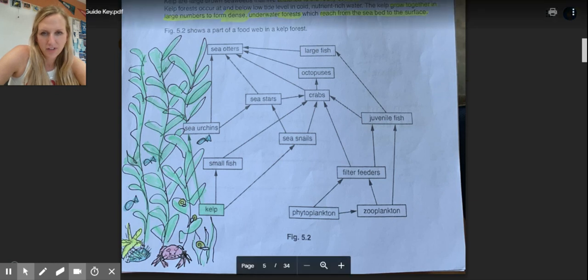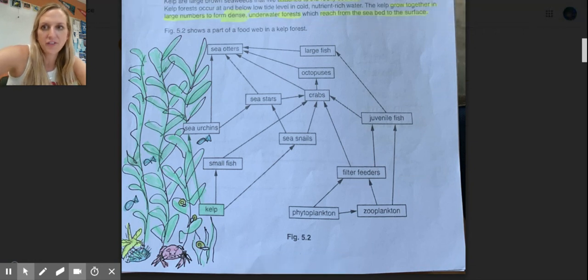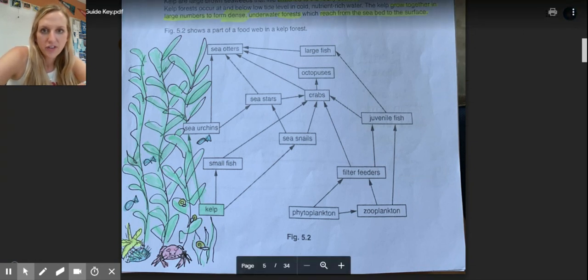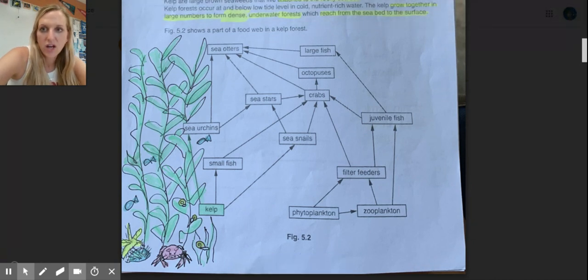I know they also eat sea snails, but the sea otters are going to lose a food source on sea stars and sea urchins, so they're going to have to overcompensate somewhere else. They're going to have to eat more large fish, more octopus, and more crabs. But this question said, how's it going to affect the population of crabs? So that could be another reason, is that the sea otters are going to have to eat more of a different food source.